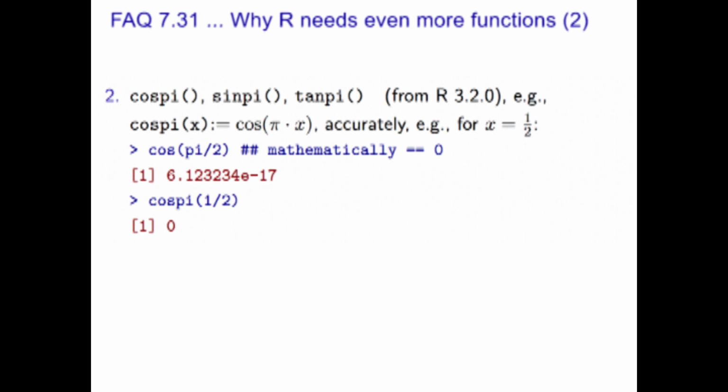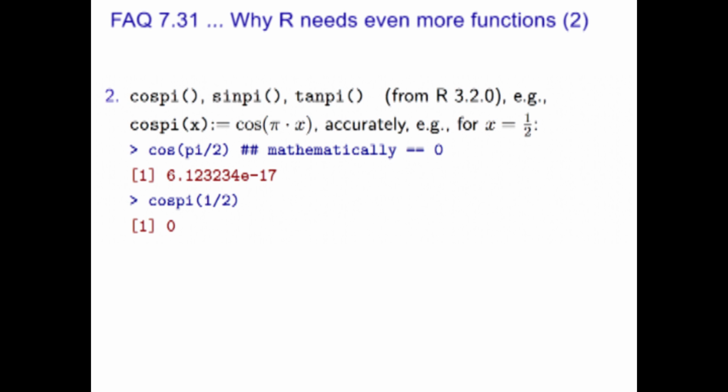Okay, the next version of R, which is the next major version, 3.2.1.0, will have these functions. They are actually also partly in new C++ standards. If you compute cos of pi half, you've learned in high school that this should be 0. This is the cosine at 90 degrees.